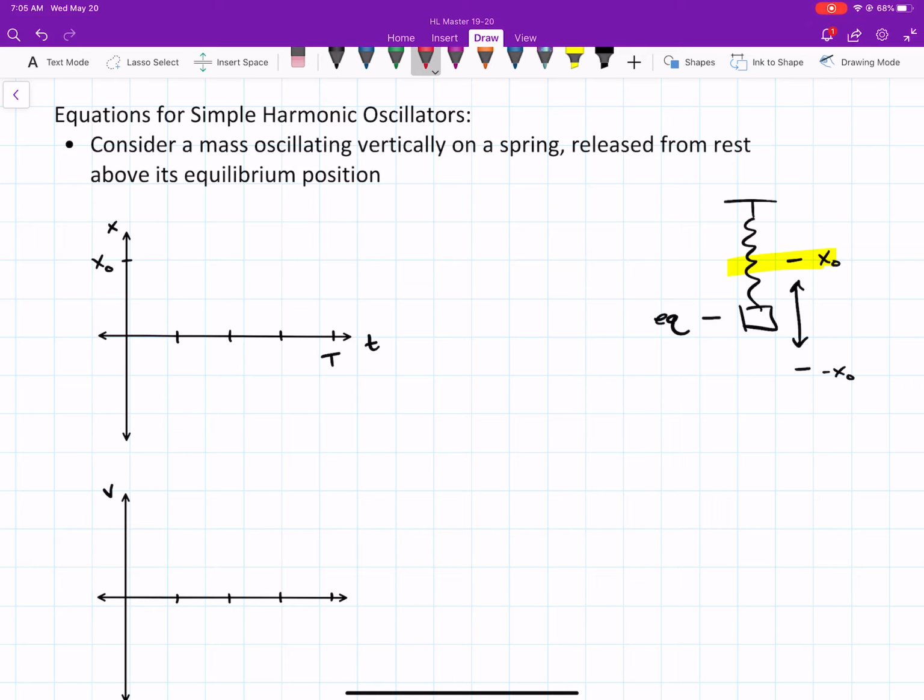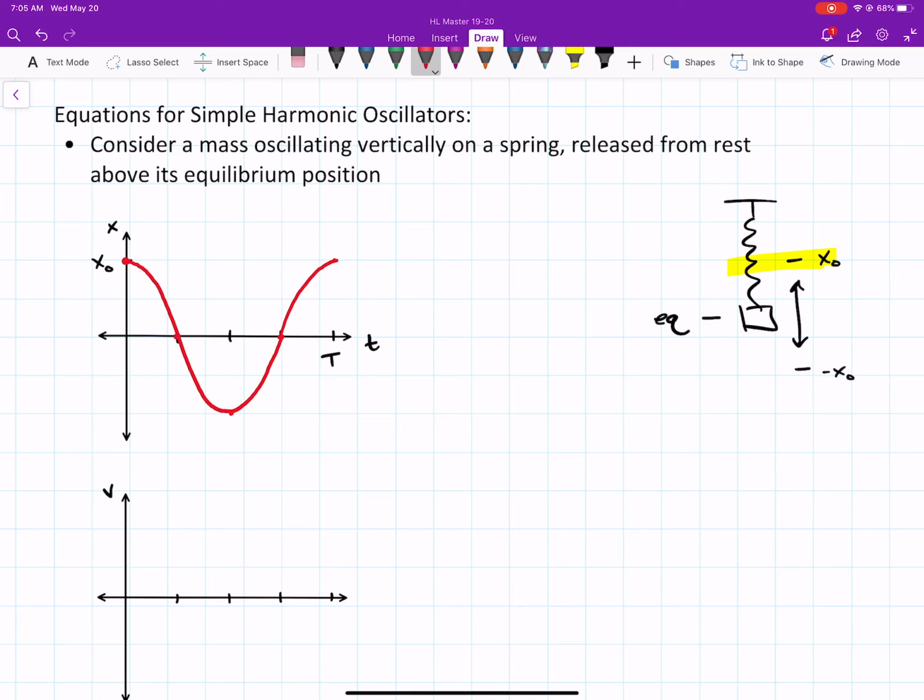So if we map this out, I'm not going to go through it the same way I did last time, but it's going to start at the top. It's going to go through equilibrium at a quarter period. It's going to end up on the other side halfway through, come back, and then be there. And then this is going to look this time like a cosine wave, or a cosine graph, I should say.